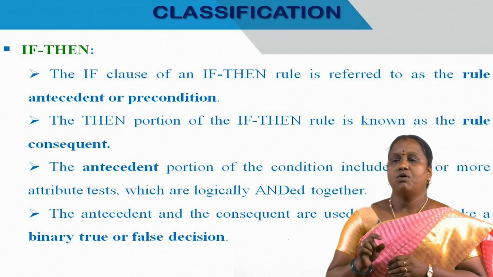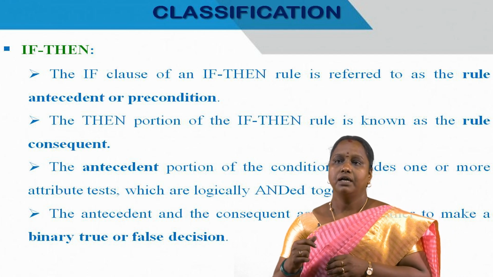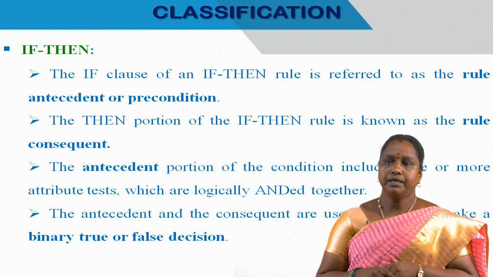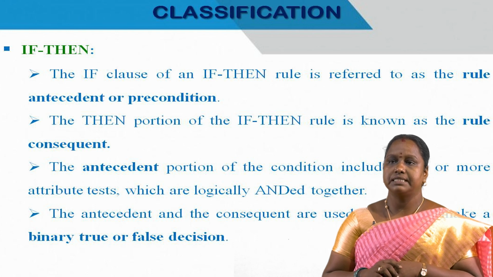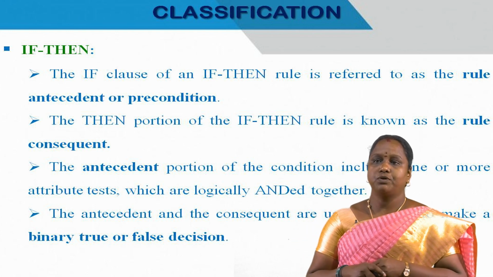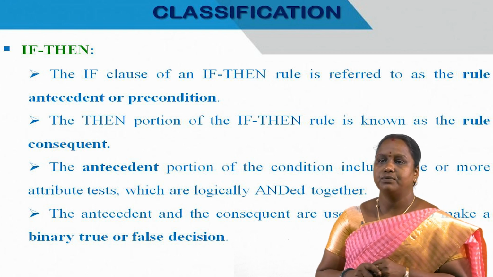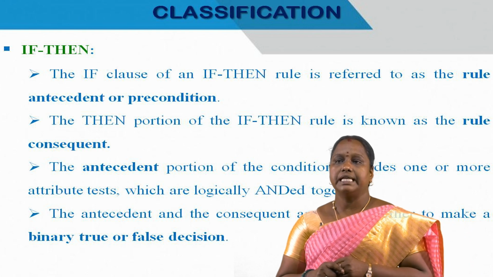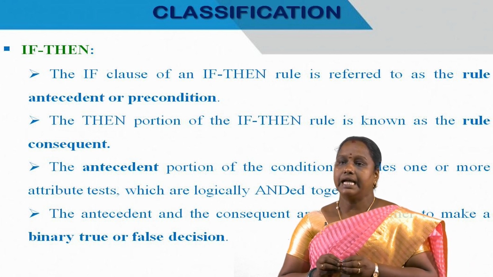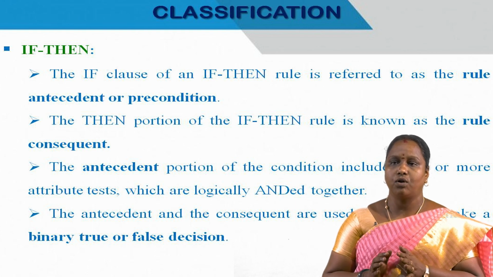The if clause of an if-then rule is referred to as the rule antecedent or precondition. The then portion of the if-then rule is known as the rule consequent. The antecedent portion of the condition includes one or more attribute tests which are logically ANDed together. The antecedent and the consequent are used together to make a binary true or false decision.